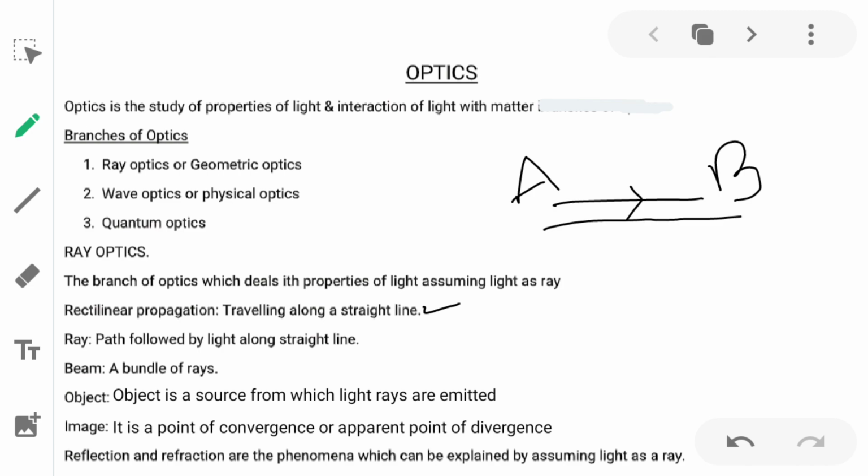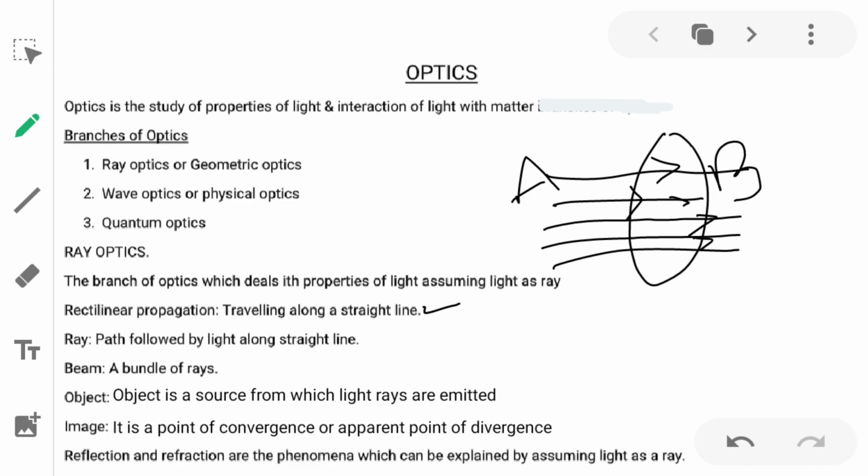Now, the bundle of such rays of light is called a beam of light. In this topic, we frequently come across the terms object and image. Now, what is an object? An object is a source from which light rays are emitted, and an image is a point of convergence or apparent point of divergence, or in general you can say image is the replica of the object.